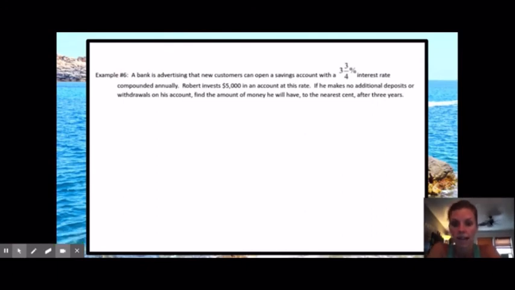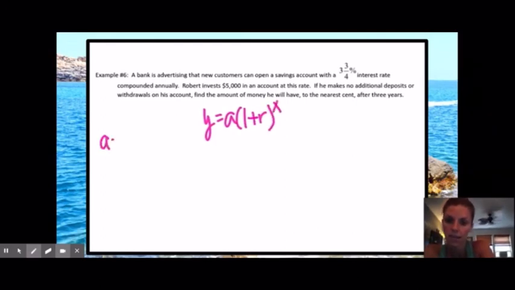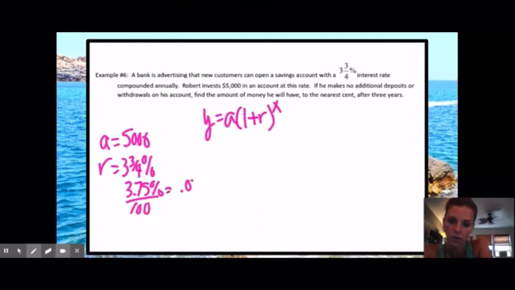Let's look here. A bank is advertising that new customers can open a savings account with 3 3/4% interest rate compounded annually. Robert invests $5,000 in an account at this rate. If he makes no additional deposits or withdrawals, find the amount of money he will have to the nearest cent after 3 years. Same thing we've been doing. His money is going to grow. So it's Y equals A, 1 plus R raised to the X. A, he deposited $5,000. R is 3 3/4%. We're going to first change that 3 3/4 to 3.75%. Now divide it by 100, and that equals 0.0375. And remember, that's the number we want to use in the formula.